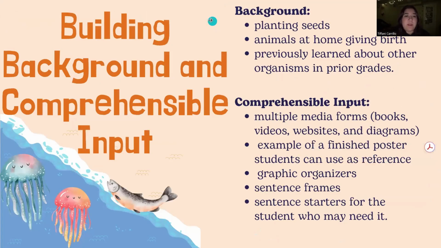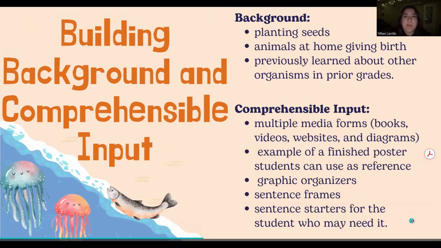So then building background and comprehensible input. For the background knowledge, we had said that students would probably already have knowledge in planting seeds, or if they have a garden at home, they've already planted a seed and seen how a plant grows and reproduces. They also might have animals at home, so they might have seen that animal grow up and seen that process, or maybe they have an animal at home that's given birth, so they've seen that aspect of it. And also in first grade and second grade, they're taught information about other organisms, so they'll have that background knowledge from when they learned that in previous lessons.